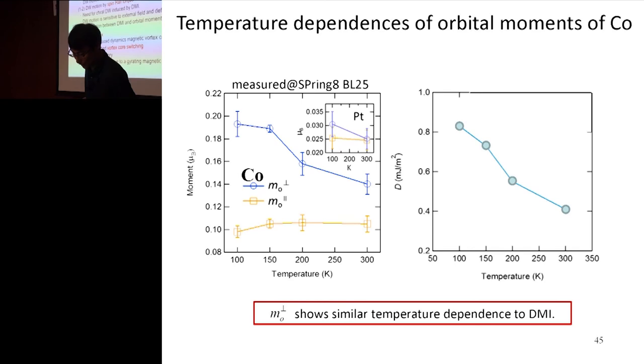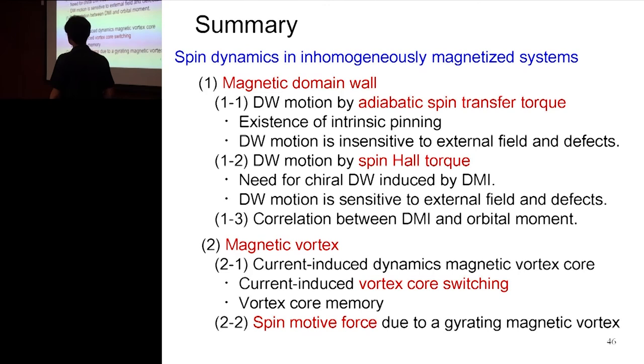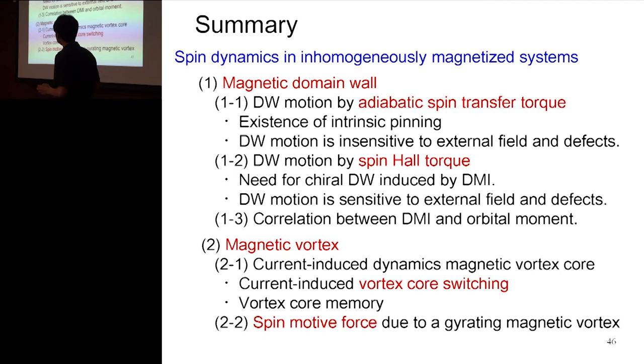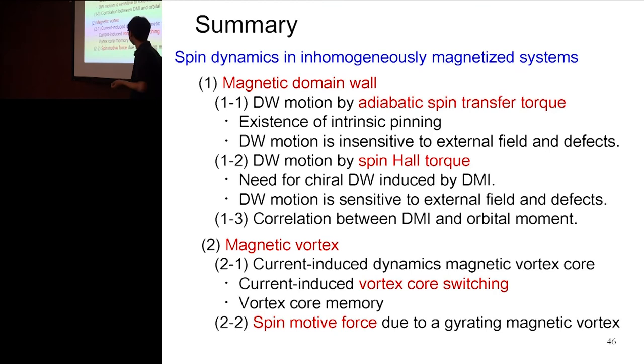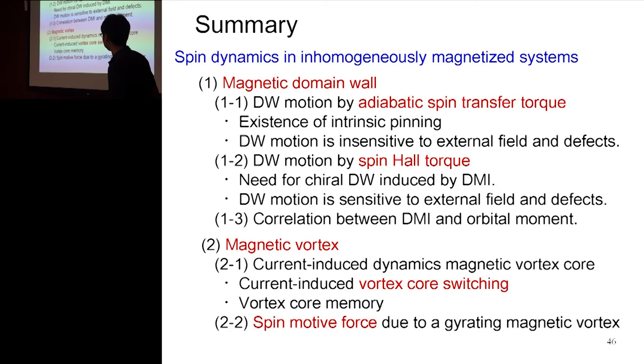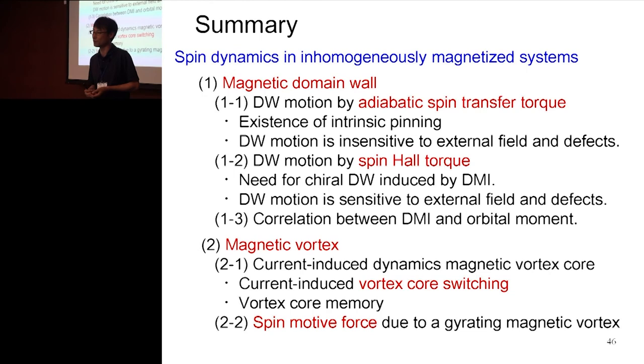Then I showed you two types of inhomogeneously magnetized structures. One is the magnetic domain wall. Here I show two types of mechanisms for current-induced domain wall motion. One is adiabatic spin torque inside the magnetic wall. The other one is a spin Hall torque, which is created from spin injection from the non-magnetic material. And I showed the correlation between DMI and orbital magnetic moment. And in the case of magnetic vortex, I showed the vortex core direction can be switched by electric excitation. And now we have a spin motive force, which is created by the time derivative of spin Berry phase.